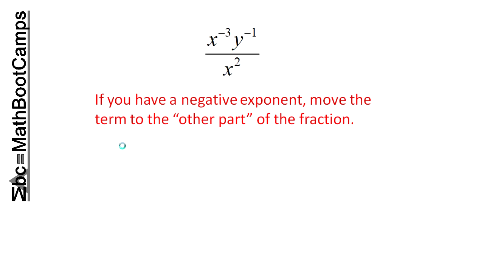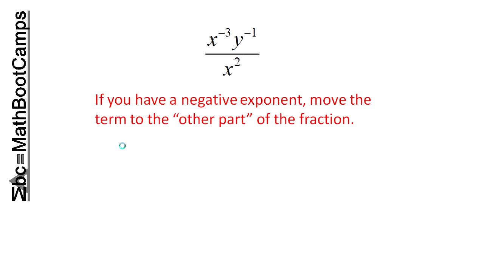Negative exponents seem to throw people off. If I have x to the minus 3 by itself, that would be 1 over x cubed. But when you have an x to the minus 3 mixed up with other stuff, there's actually a bit of a shortcut you can do, and that's what this says right here.